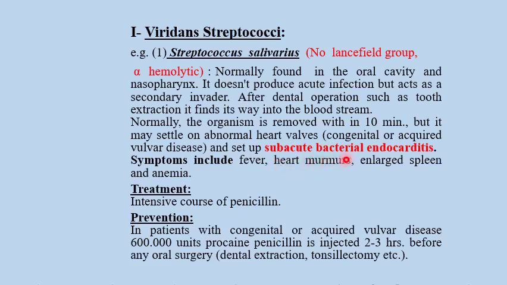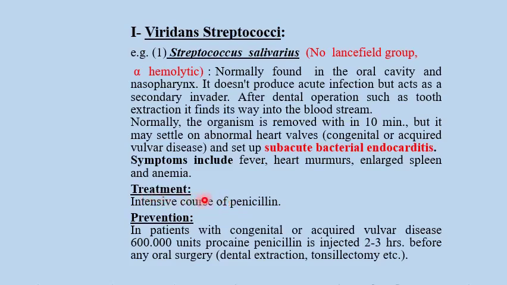Then there is enlarged spleen. Of course, any inflammation in the body leads to enlargement of the spleen and anemia. The treatment is an intensive course of penicillin. The penicillin is still active, and streptococci in general didn't acquire resistance against penicillin. So you'll always find that penicillin is the drug or antibiotic of choice for treating streptococcal infections.